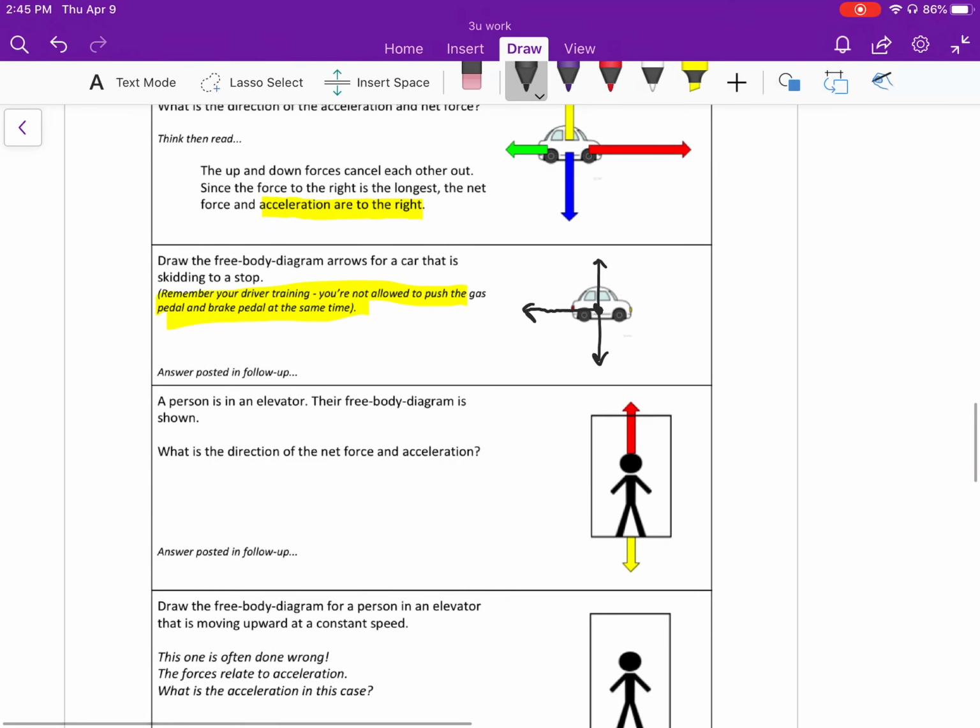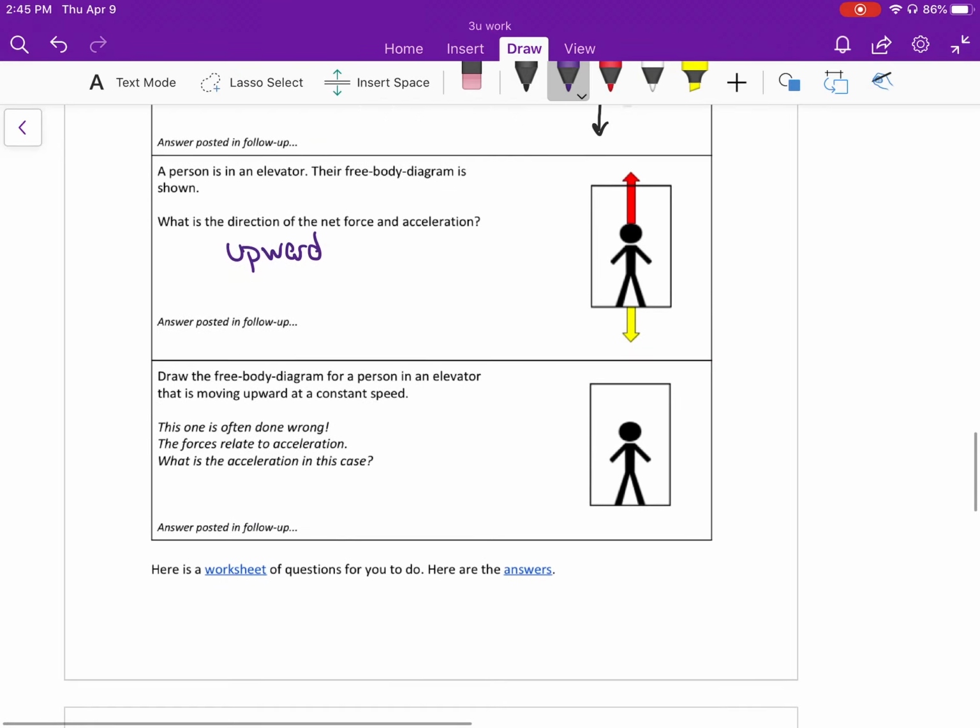Elevator questions. Hopefully you've looked at it, but if we just eyeball it, the upward force is greater. So it's accelerating upward and the net force is upward. Okay, the last question here, this one's always goofed up. By the way, on elevators, I didn't show any left-right forces because usually an elevator is just up and down.